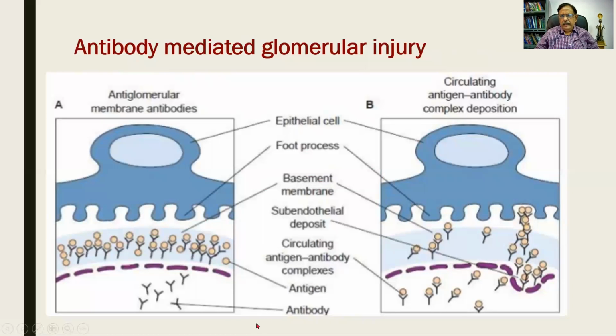Sometimes I find that, look at this one. This is a blood vessel, actually a capillary, and here in the blood there are antigen antibody complexes which are already formed. We call them circulating antigen antibody complexes. They go and get deposited in the subepithelial region. So look at the two different types of depositions.